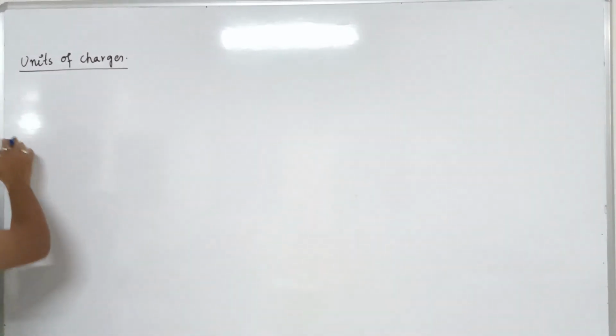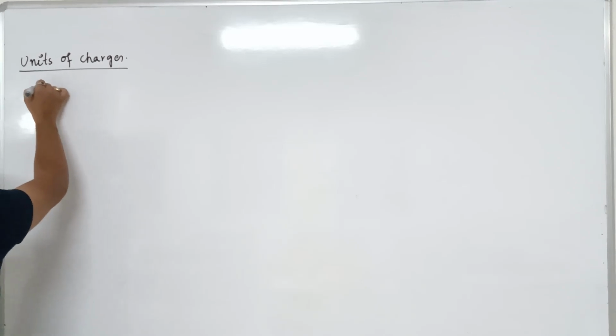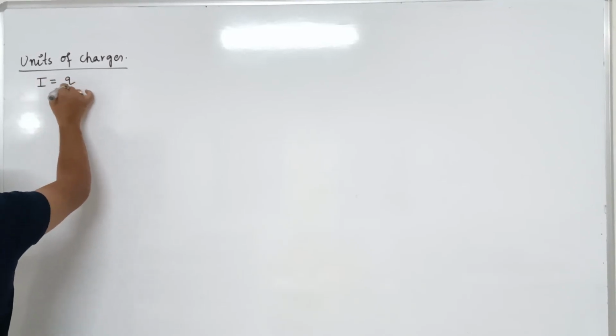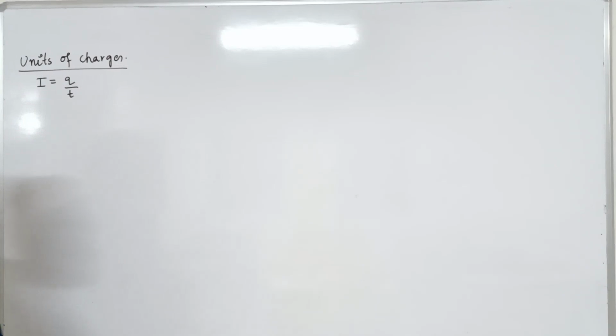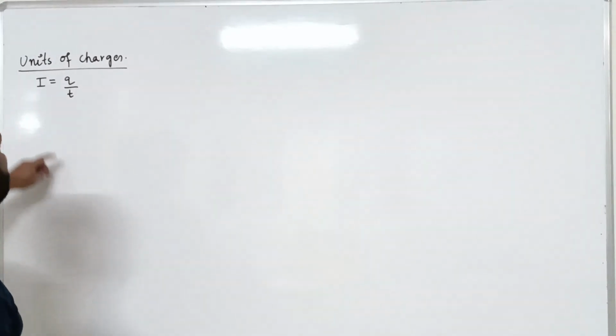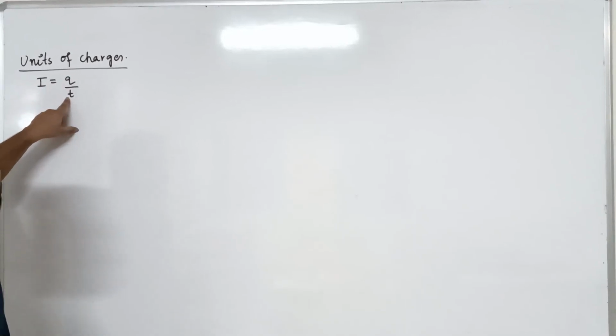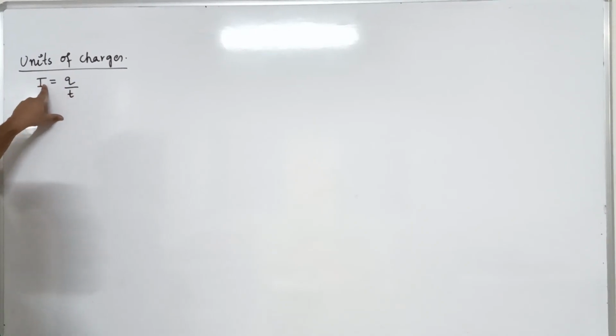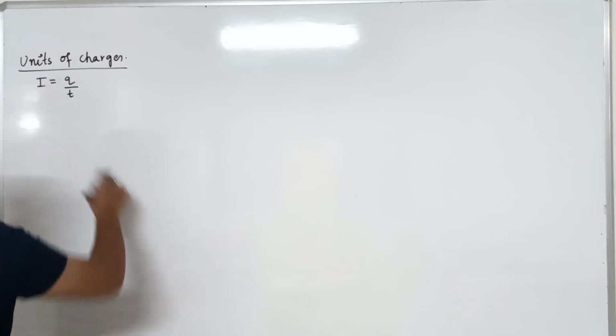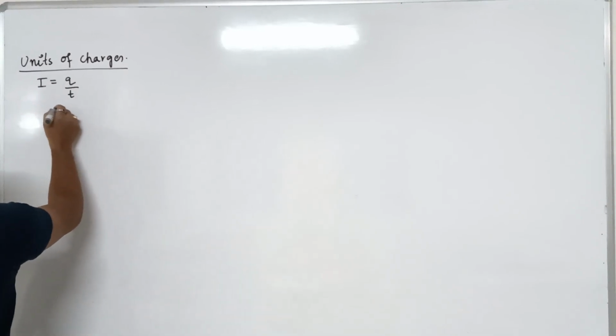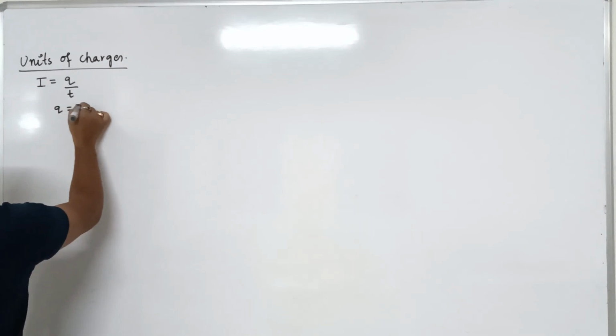See here, we know the basic equation, that is I equals Q divided by T, correct? In the 10th standard we have seen this basic equation, where I is the current, Q is the charge, and T is the time. When the charge flows per second, then we get the current in the body, understood? So Q equals I into T.